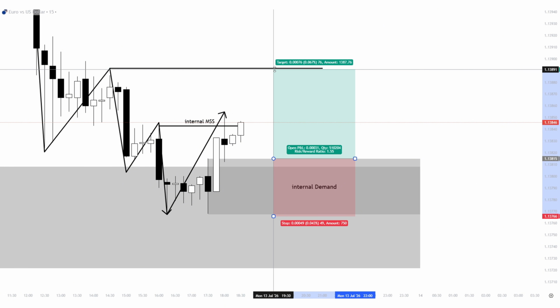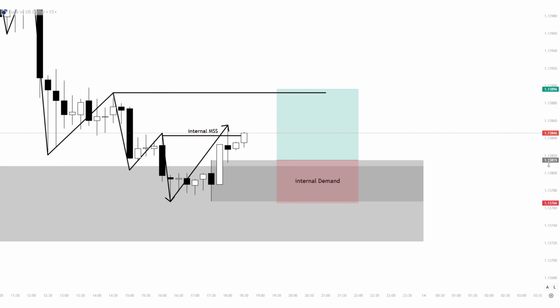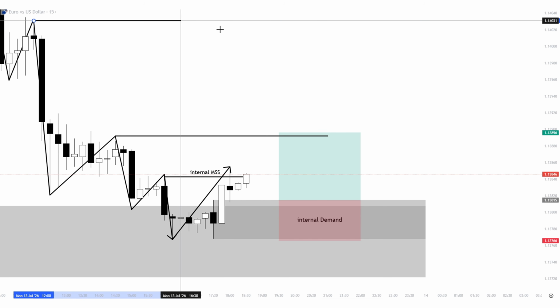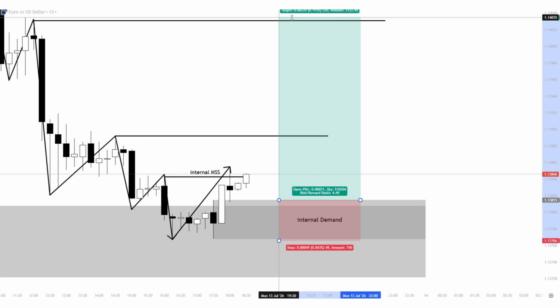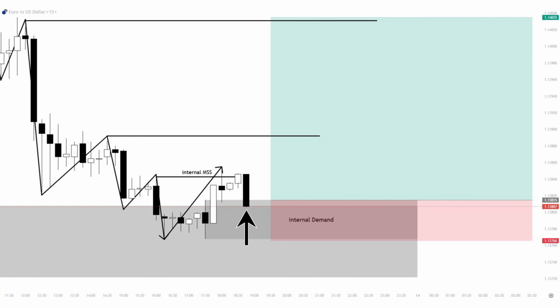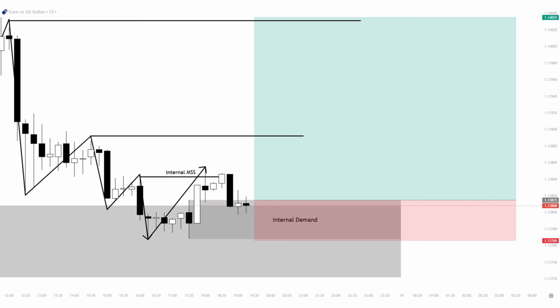We need to see what ratio we can get out of this target. And if it's lower than 1 to 2, we look for a higher target. So looking for the high previous to that one. And that's around this level. This target's a 1 to 4, which is quite high, but given the fact that the analysis was so complex, we can afford this risk. Price hits into the internal demand on the next candle, opening the buy position.